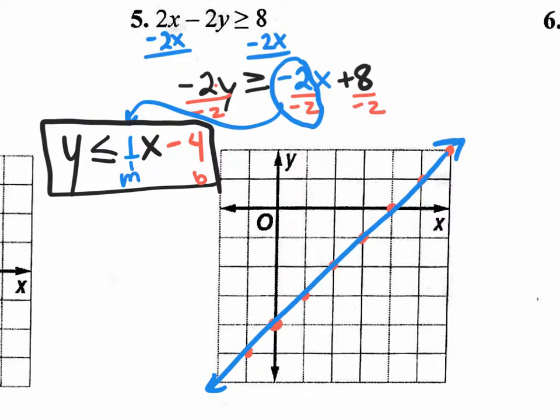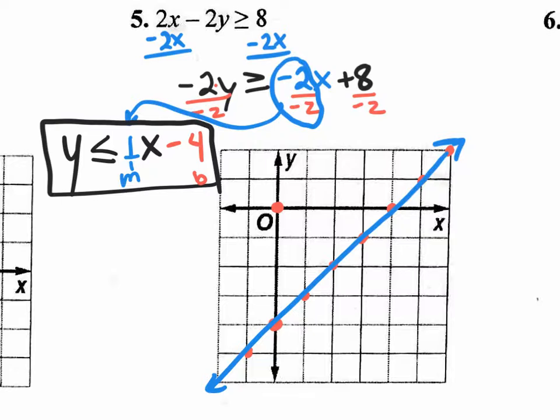0, 0. So if you test 0, 0, you could go with the original inequality, or you could go to your newly modified slope-intercept form inequality. What do you guys want to do? The original or the y equals mx plus b one? Trevor's easier. They're both easy.